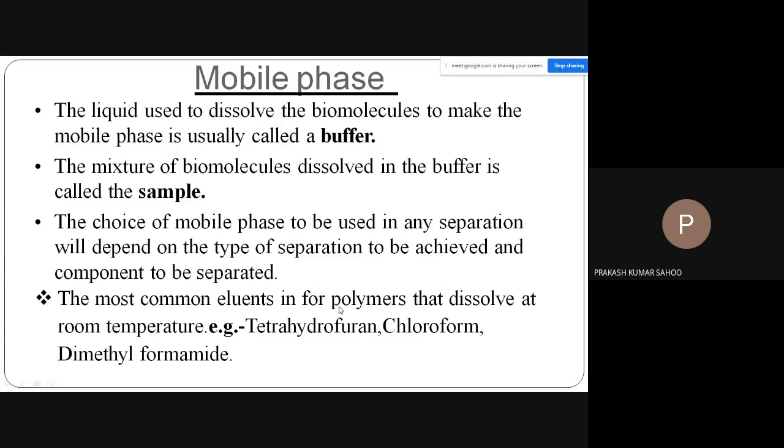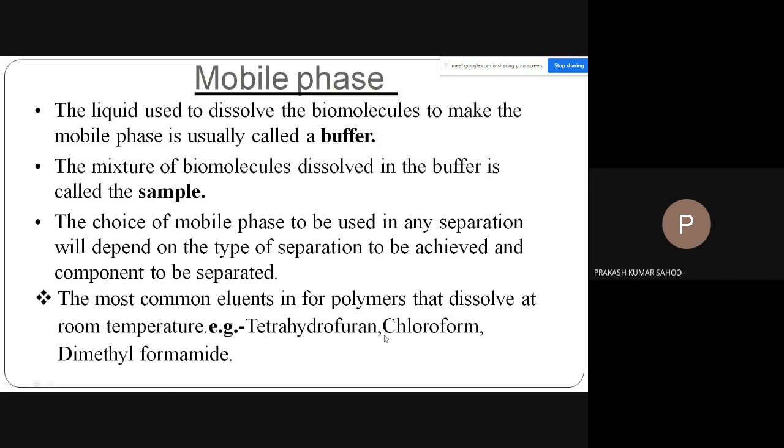The choice of mobile phase to be used in any separation will depend on the type of separation to be achieved and the component to be separated. What are the eluents or solvents generally used for polymers that dissolve at room temperature? That is THF, tetrahydrofuran, chloroform or dimethylformamide. So these are the solvents used as mobile phase.